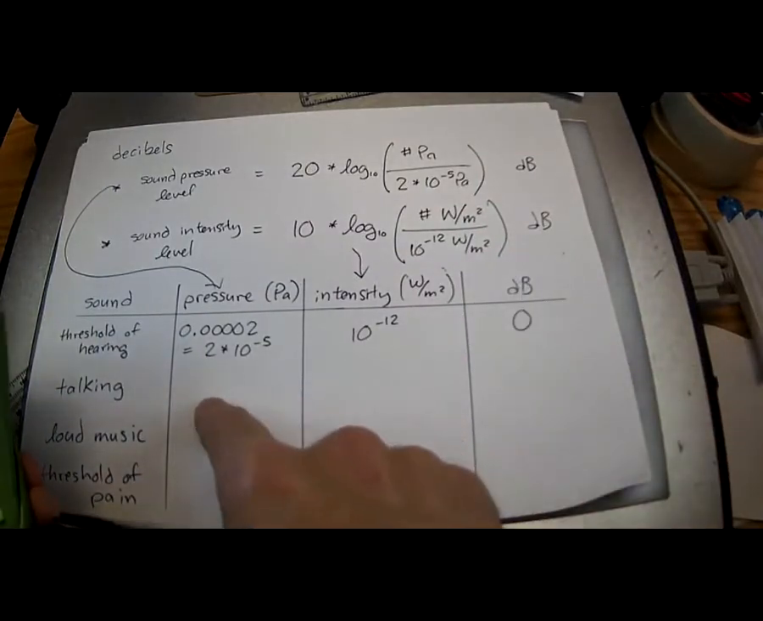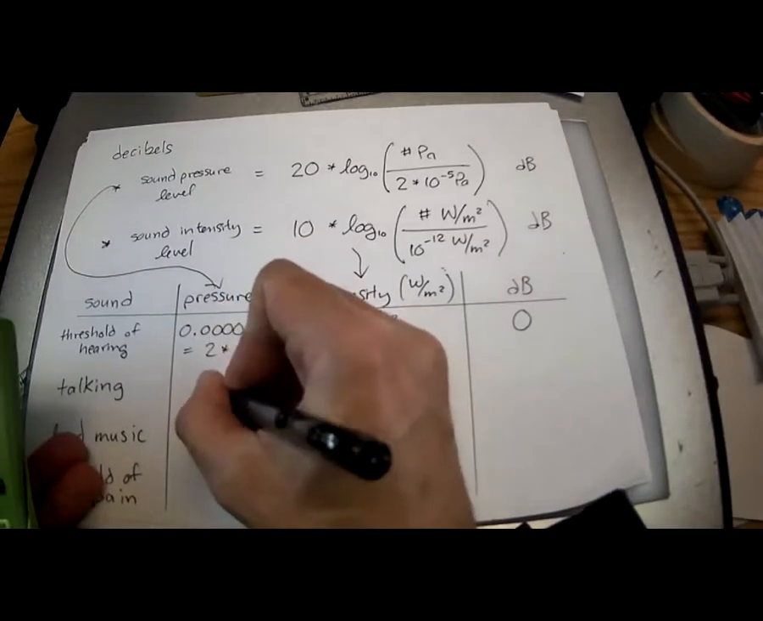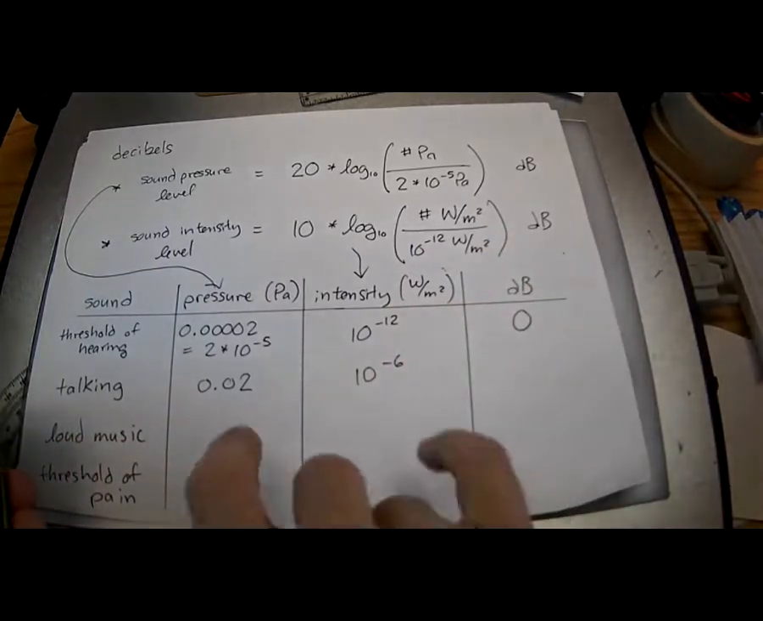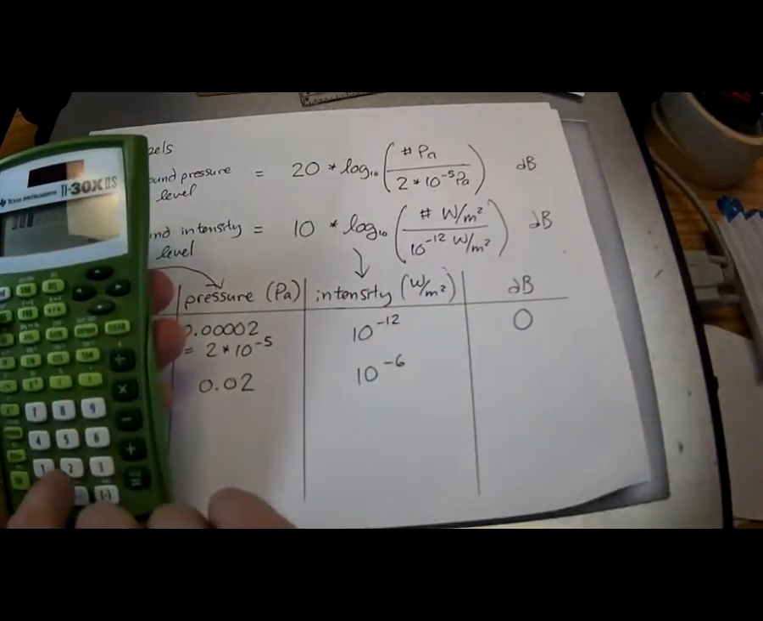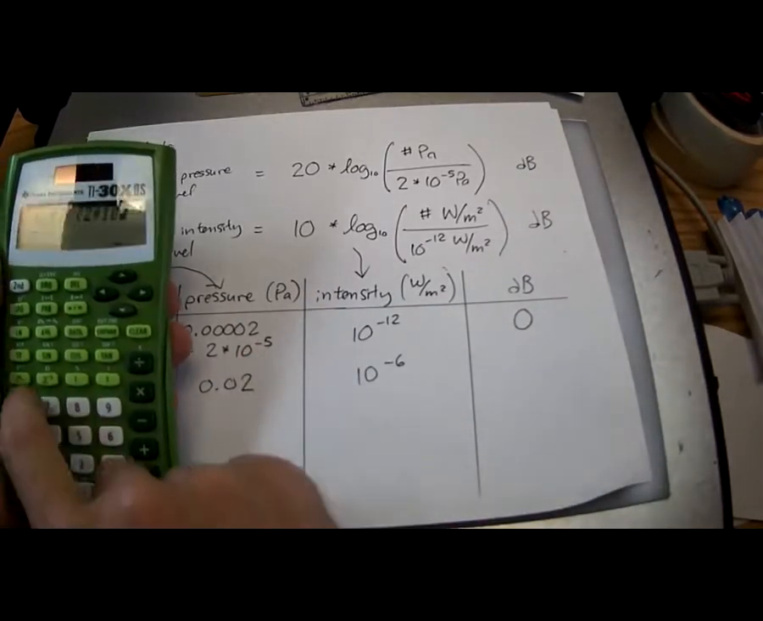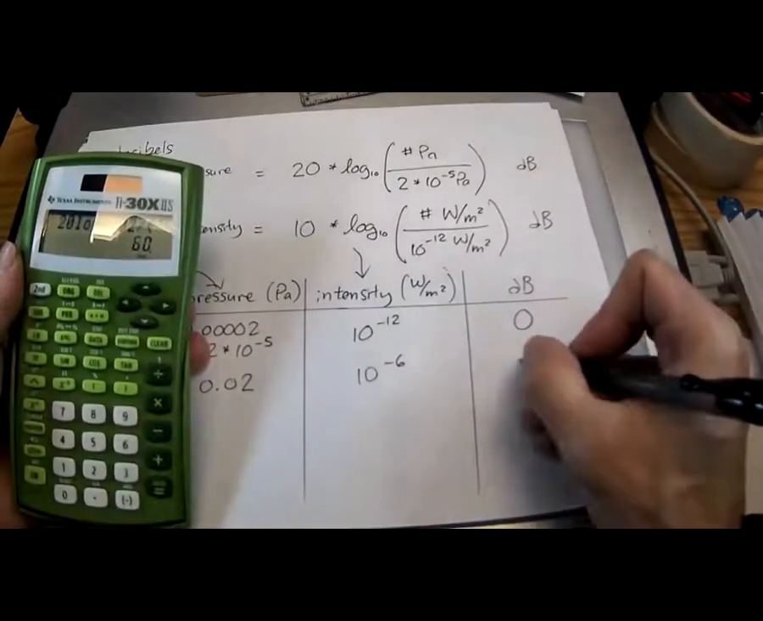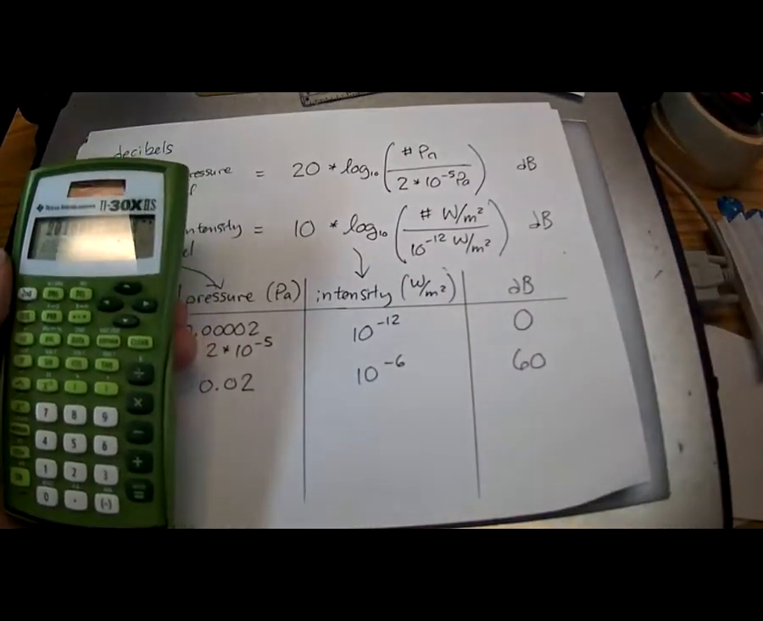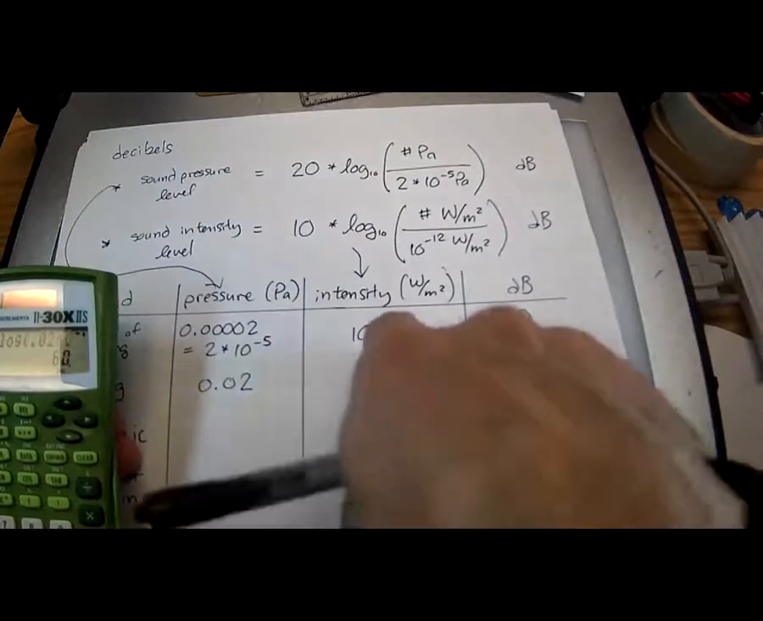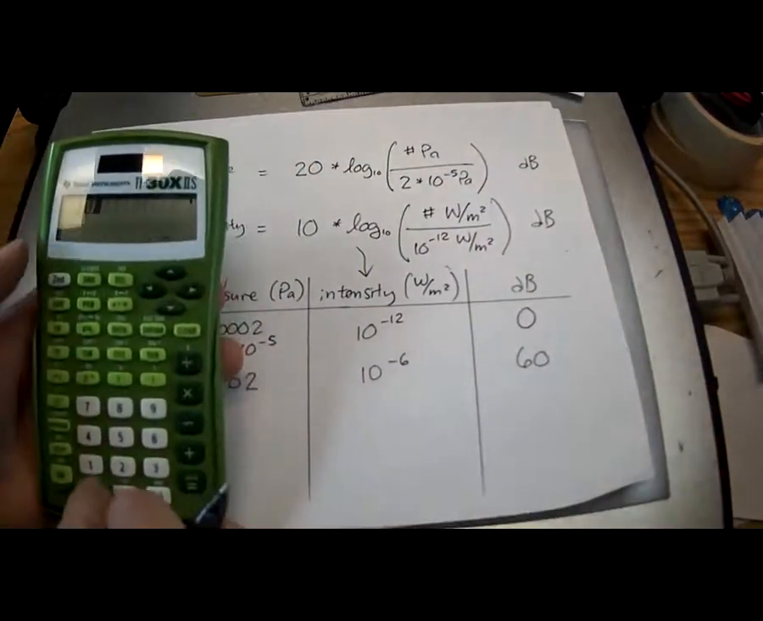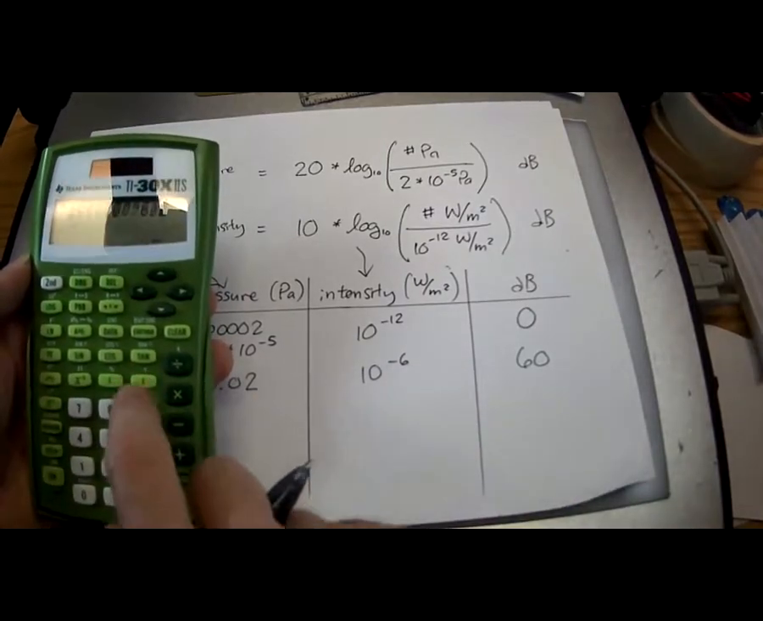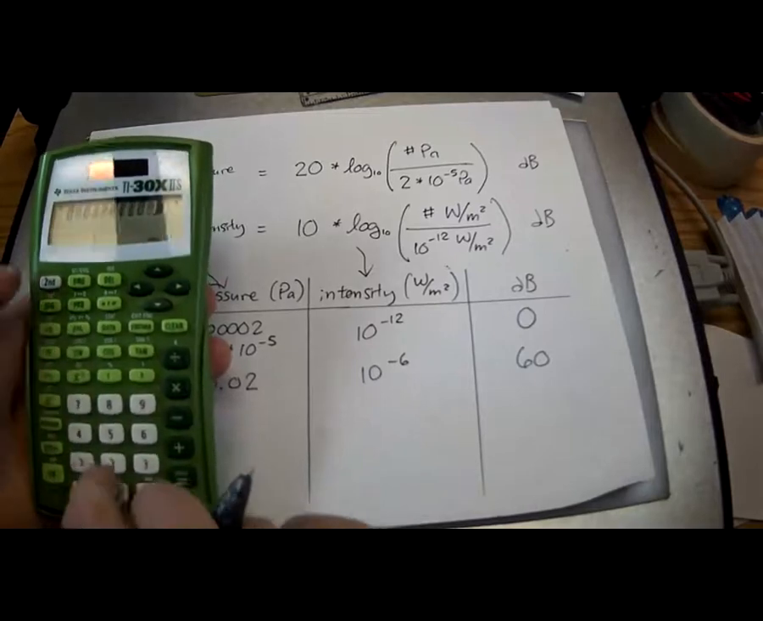Okay, next row, talking. This is about 0.02 pascals or 10 to the negative 6 watt per square meter. So let's try this out. What is 20 times log base 10 of 0.02 pascals compared to 2 times 10 to the negative 5 pascals? That gives me 60 dB, 60 decibels. Right? Or in terms of intensity, that was in terms of pressure using this top formula. What about in terms of intensity using the second formula? That's 10 times log base 10 of, say, 10 to the negative 6 watt per square meter compared to 10 to the negative 12 watt per square meter.